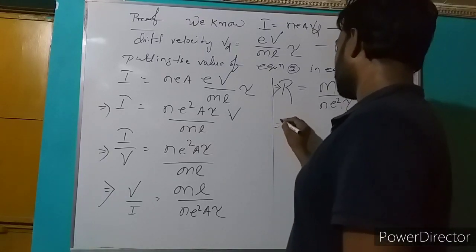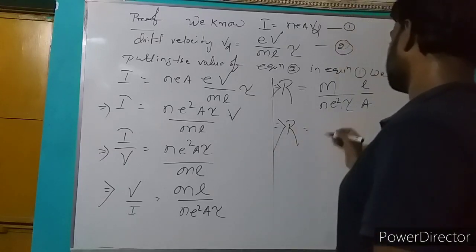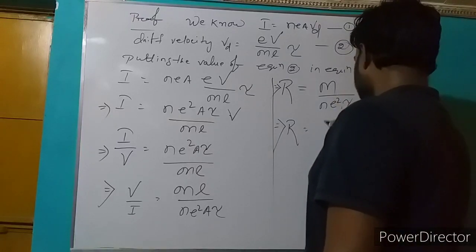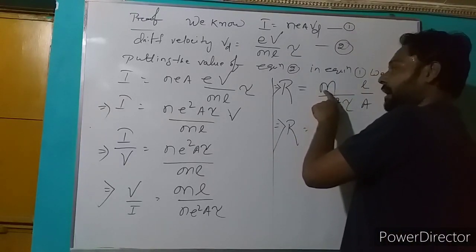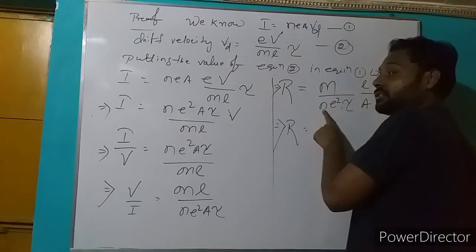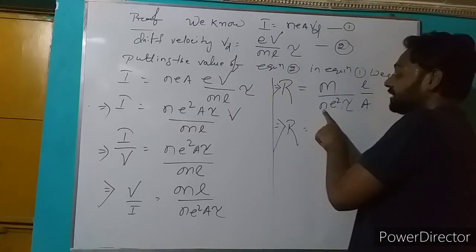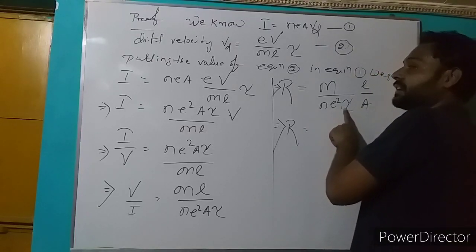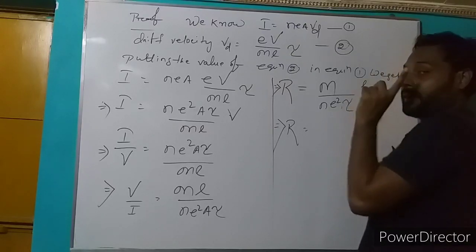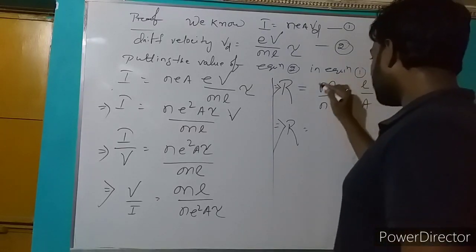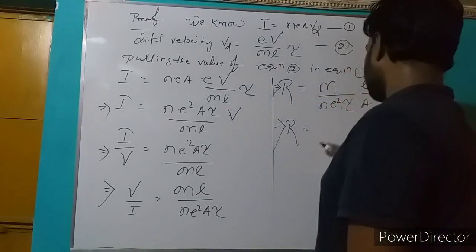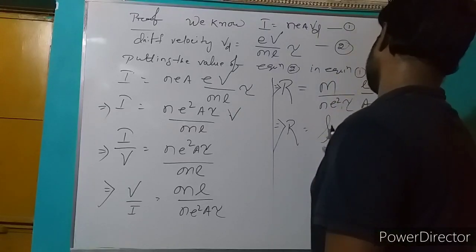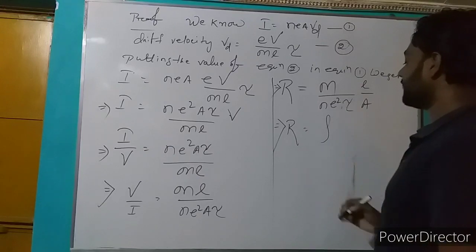Clear? So R equals m by n e square tau. That means m, the mass of electron, is a constant quantity, and n, the number of electrons per unit volume, remains constant. That means electron density becomes constant. e, the charge of electron, remains constant, and tau is the relaxation time, which also remains constant at a given temperature. Is it clear? So all terms remain constant at a given temperature. Then that total term can be represented as a new term.